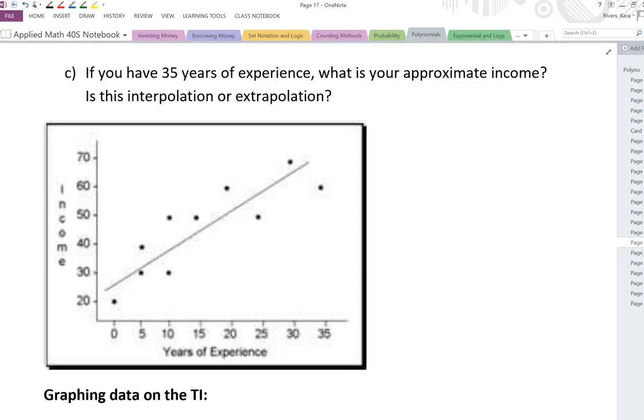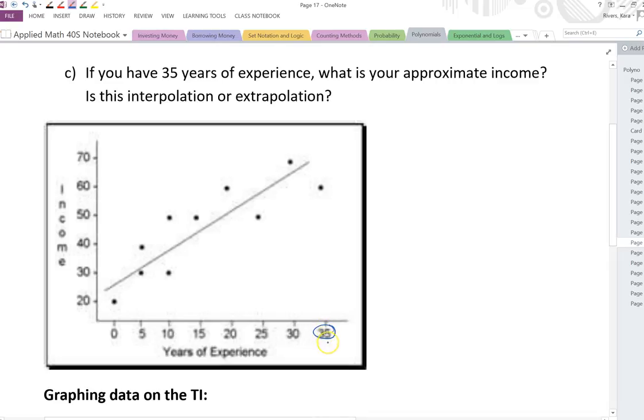In part C, we're given data here again. We've got income on our y-axis and years of experience on our x-axis. And it says, if you have 35 years of experience, what is your approximate income? Is this interpolation or extrapolation? So 35 years of experience, that's on the x-axis, that's independent, that's right here.